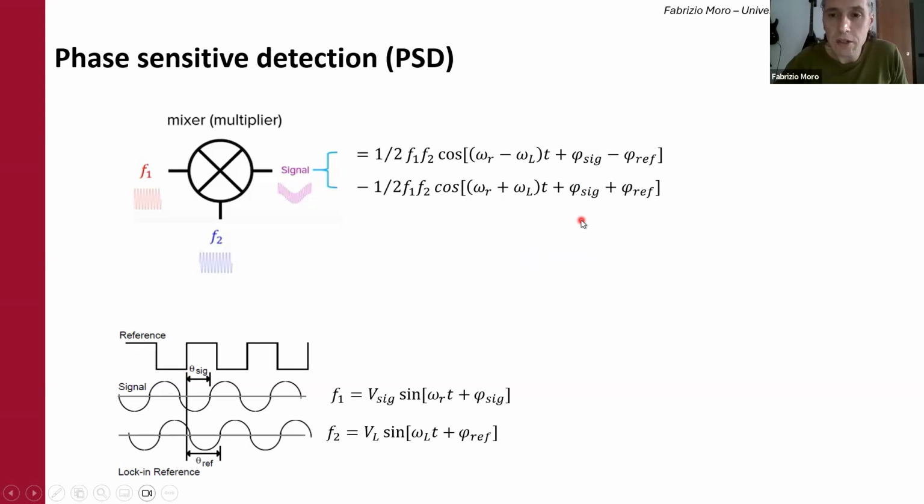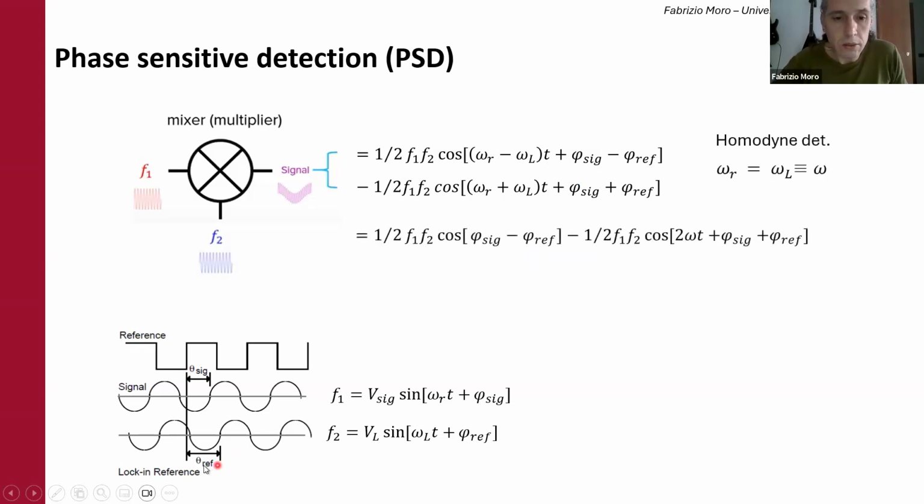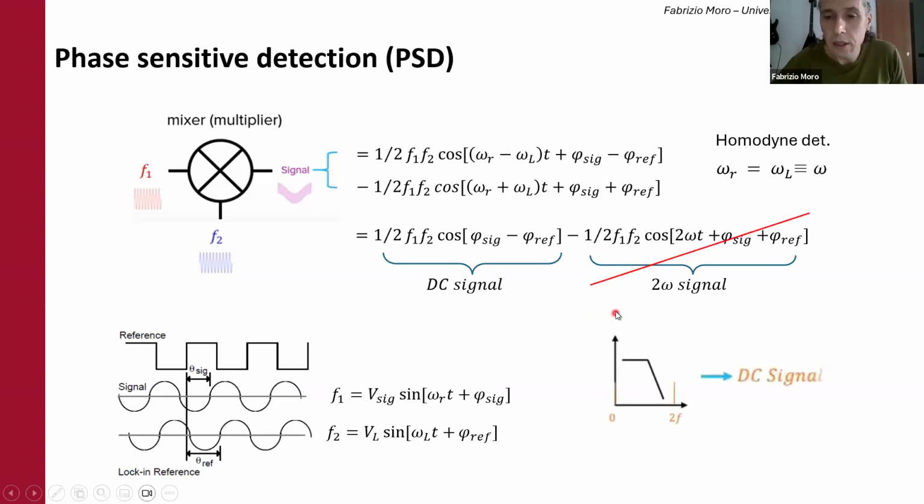And because in our ODMR experiment the signals carry the same frequency, this term, the difference of the frequencies, goes to 0. And therefore, we are left with two terms. One is completely independent of time, therefore it is a DC signal. And the second one instead oscillates at double the frequency of the reference signal. Therefore, by using a low-pass filter, we can disregard the high-frequency signal, and we are left only with the DC signal, which is easy to detect and is free from frequency-dependent noise.